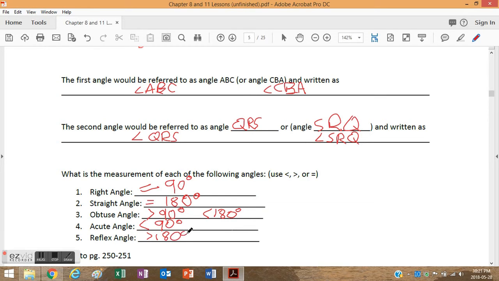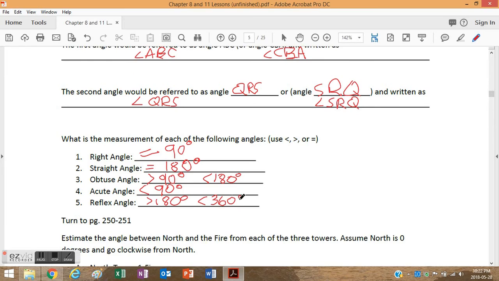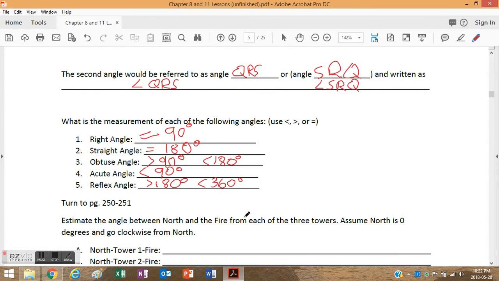And if we want to be really picky, anytime we're going to see them, it's also going to be less than 360 degrees, so less than a full circle, which really doesn't make sense to have an angle bigger than that anyways, in any way that we would talk about them. Alright, so now you've got to flip to page 250 and 251.